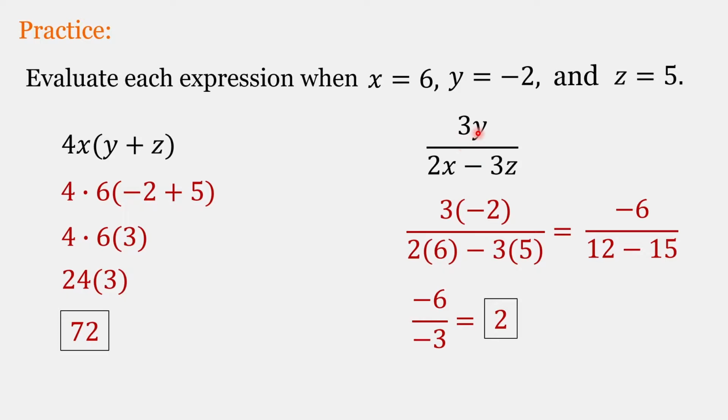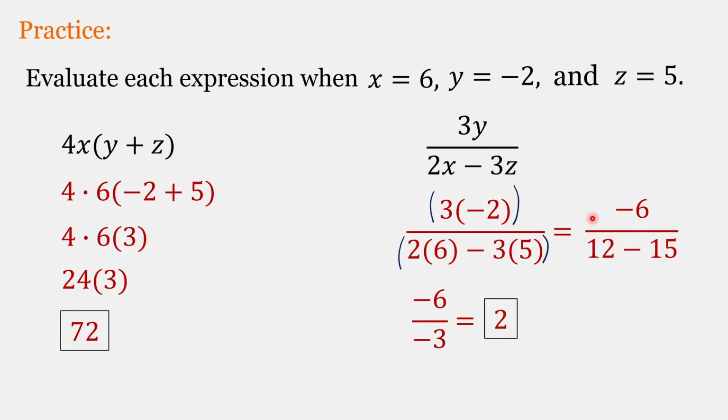For the second problem, we have 3y over the quantity 2x minus 3z. Again, wherever there's a y, we'll replace with a negative 2. Where there's an x, will become a 6. And z's will have a 5 value. Just a reminder, as you do PEMDAS, items above the division bar can be viewed as being within a set of parentheses. That is one grouping. And the items, the operations below the division bar, are also viewed as a second grouping. So we'll do everything on top first.